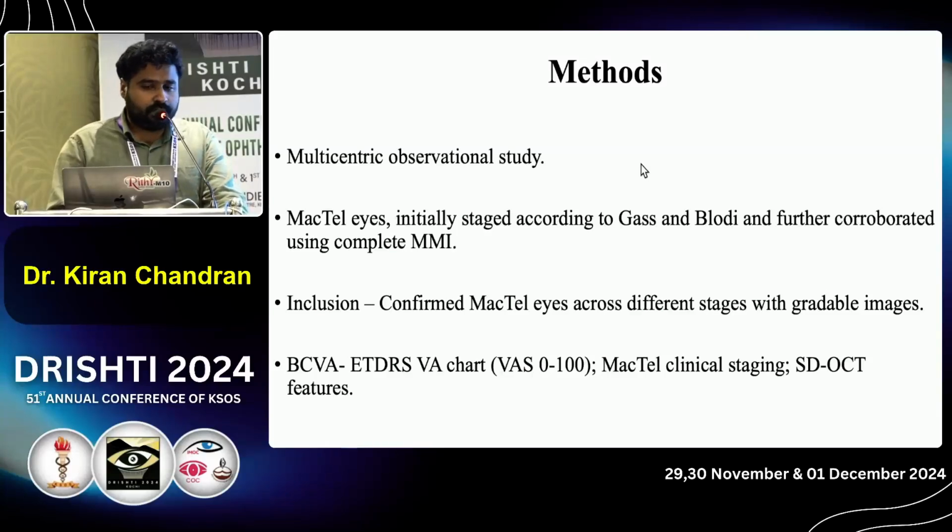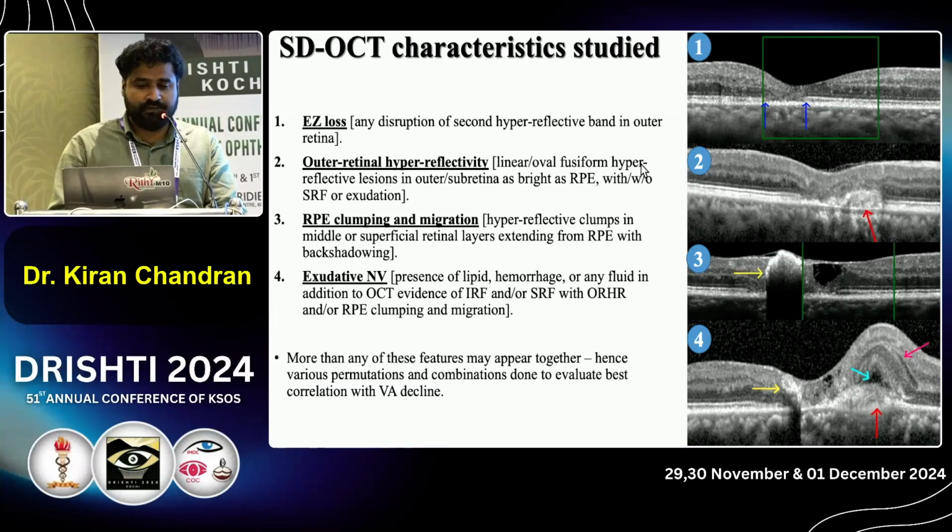MacTel eyes were recruited, initially staged according to the Gass and Blodi staging and further corroborated using complete multimodal imaging. Inclusion criteria were confirmed MacTel eyes across the different stages with gradable images. Best corrected visual acuity was measured with ETDRS charting, with a visual acuity score of 0 to 100. MacTel clinical staging was done as per Gass and Blodi, and SD-OCT features were studied.